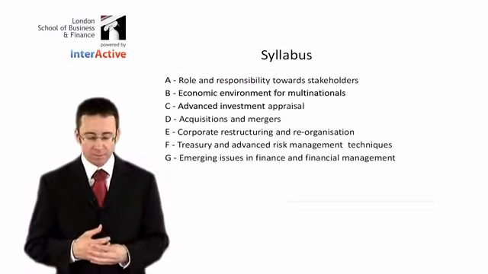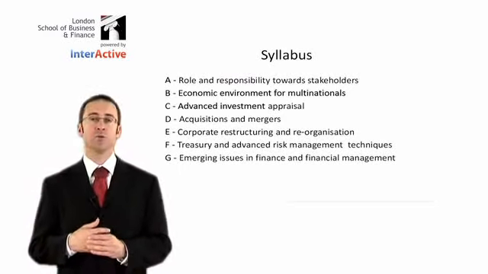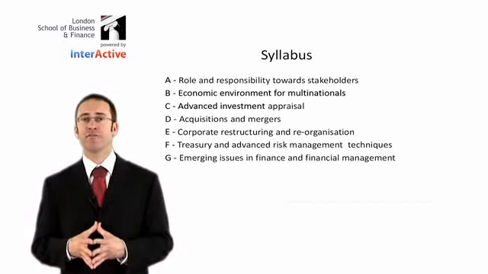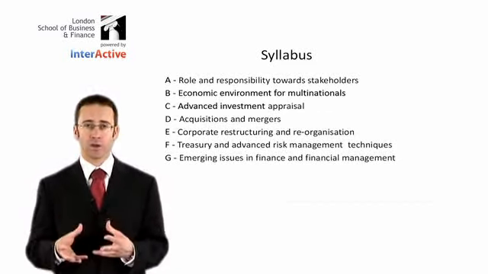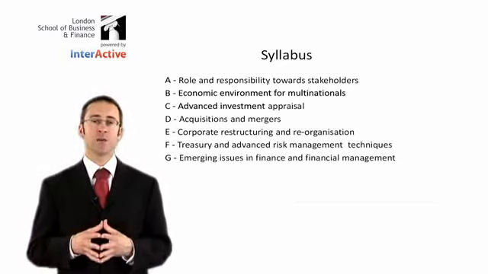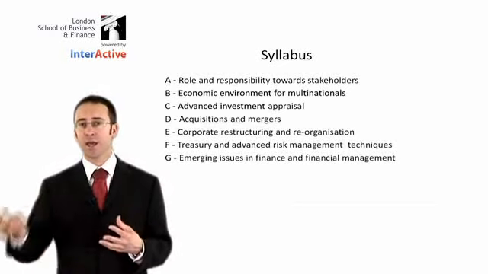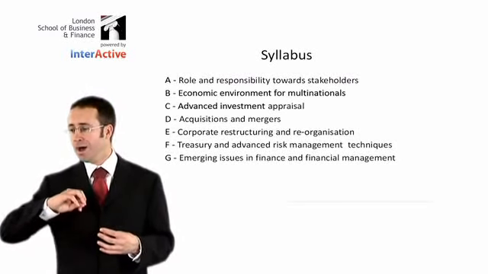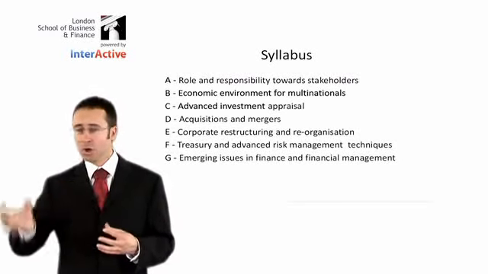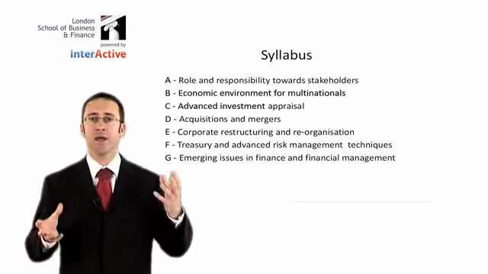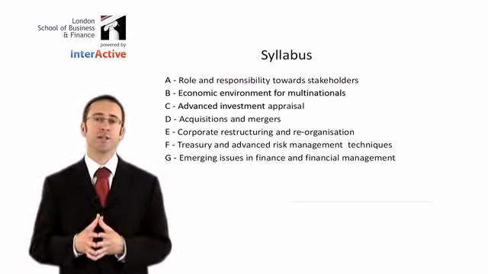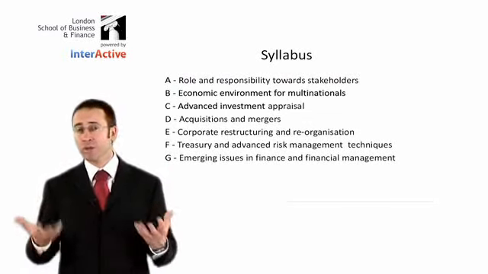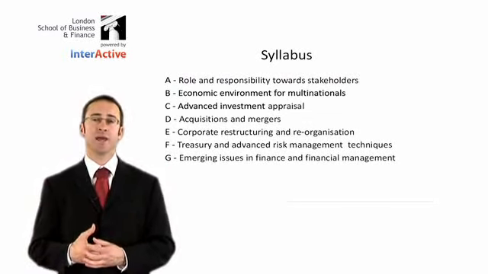So part A is the role and responsibility towards your stakeholders. It builds upon what you've seen in F9 and looks at your stakeholder conflicts. So conflicts between the shareholders and, say, your employees. Conflicts between, say, your customers and maybe your suppliers. So you need to have a look at those conflicts you've seen previously. We'll recap them in section A.